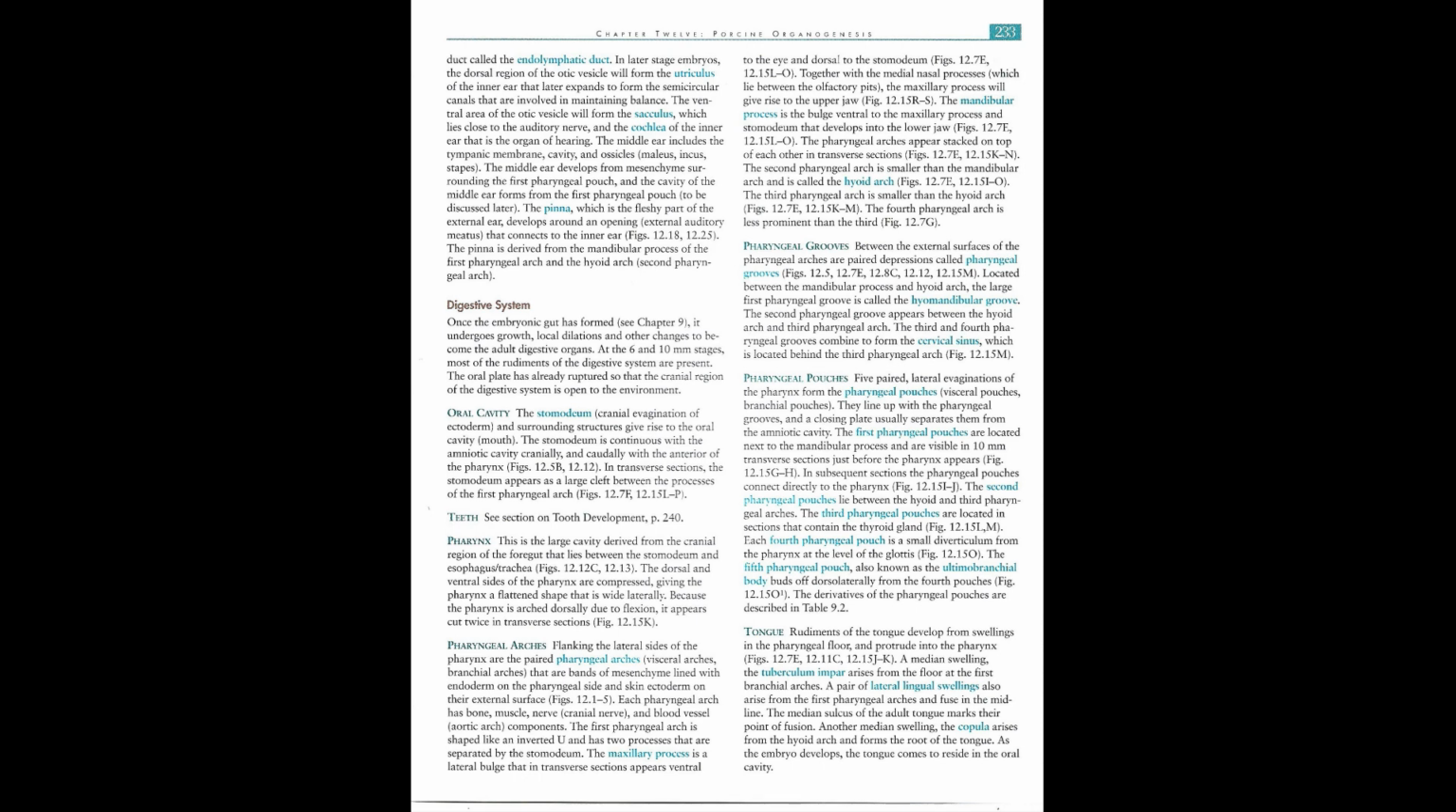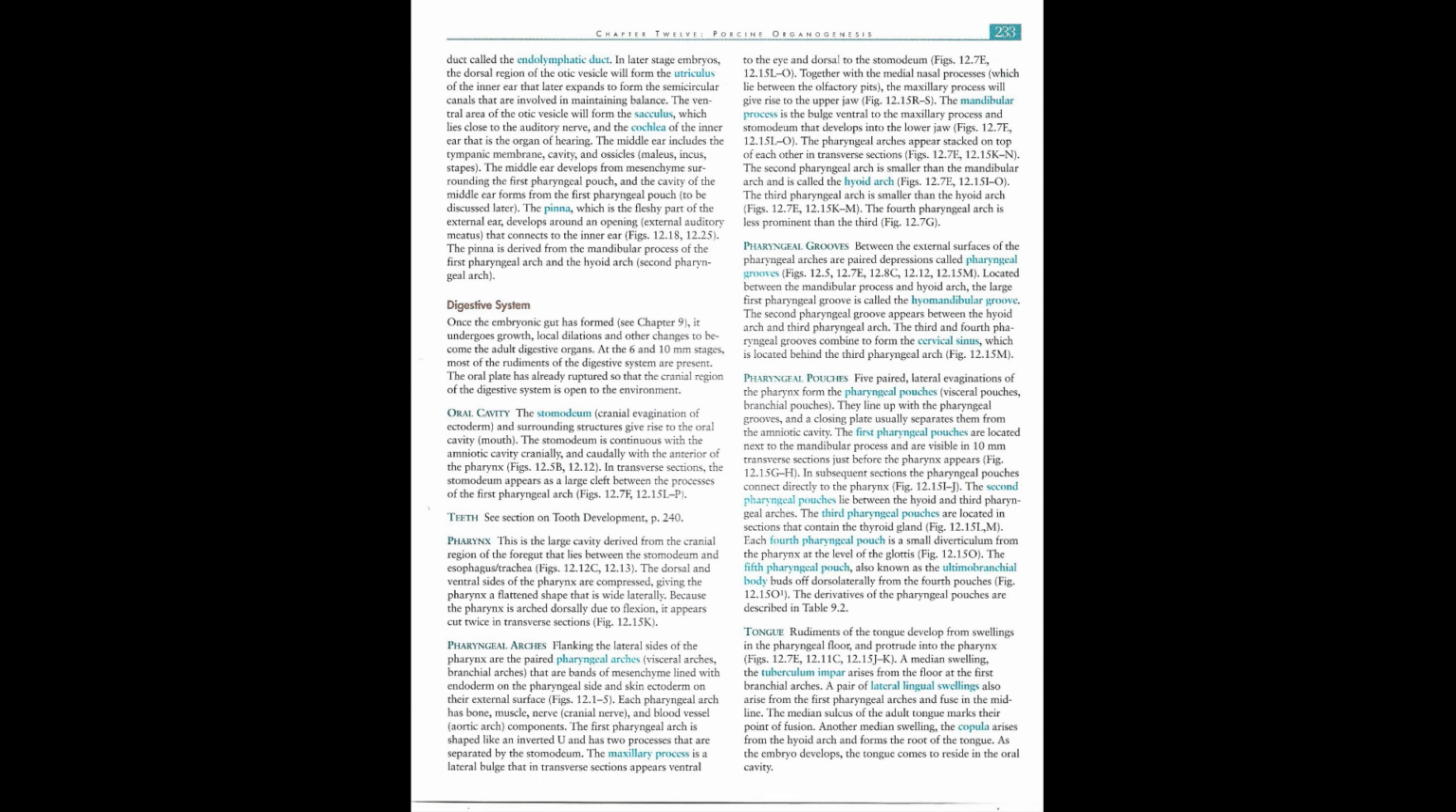Pharynx. This is the large cavity derived from the cranial region of the foregut that lies between the stomodeum and esophagus/trachea, Figs 12.12c, 12.13. The dorsal and ventral sides of the pharynx are compressed, giving the pharynx a flattened shape that is wide laterally. Because the pharynx is arched dorsally due to flexion, it appears cut twice in transverse sections, Fig 12.15k.